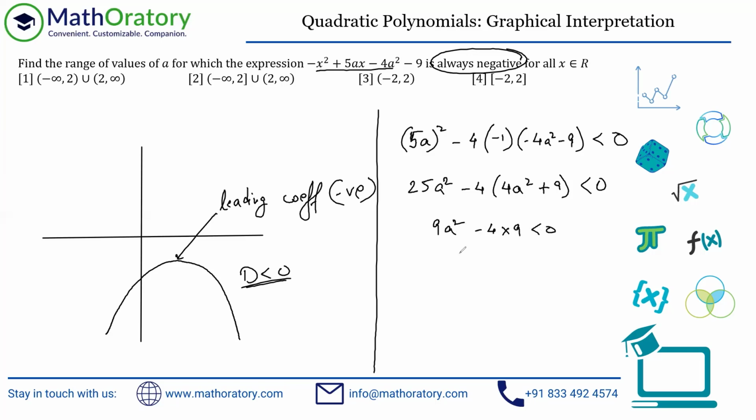Just divide the entire thing by 9, and what you have is a square minus 4 is less than 0, or a plus 2 into a minus 2 is less than 0. I hope you know how to solve these kinds of inequality questions. In this case, I'll show another method that might be fast enough, but let me do it by the generic method first.